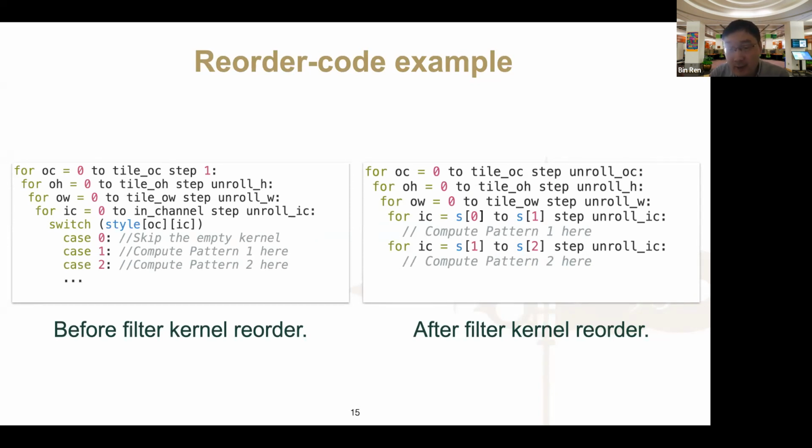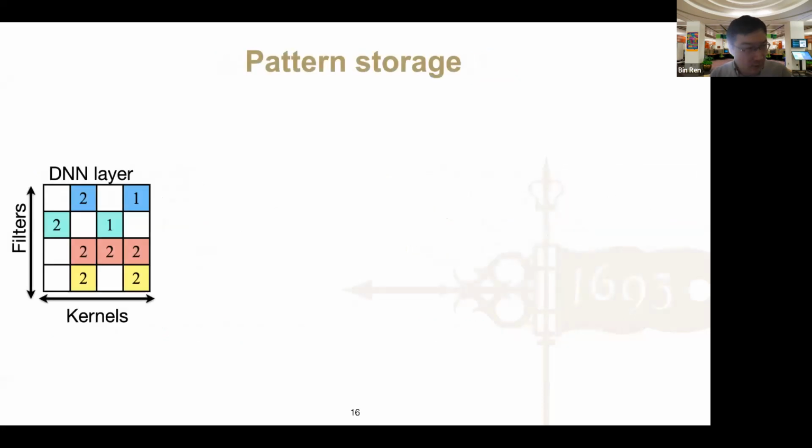However, on the right hand side, after the filter kernel reorder, we don't have any branches. We are going to go through each pattern one after another. So we totally get rid of these branch operations. The branch operations hurt the instruction level parallelism, so after the filter kernel reorder, we can get better instruction level parallelism. So this is about the filter kernel reorder. After the filter kernel reorder, we can also store the model in a more compact way.